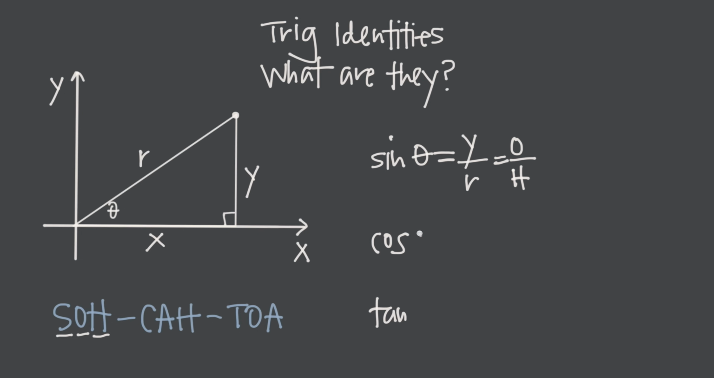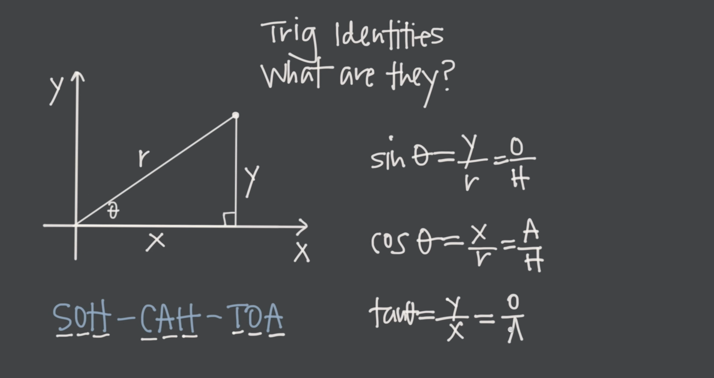We always define cosine theta as the length of the adjacent side divided by the length of the hypotenuse. Well, for my angle theta, the adjacent side is x, and the hypotenuse is r. So cosine is always x over r, or adjacent over hypotenuse. And then tangent is always opposite over adjacent. So the opposite side from the angle theta is y, the adjacent side is x, so tangent of theta will always be equal to y over x, or opposite over adjacent.